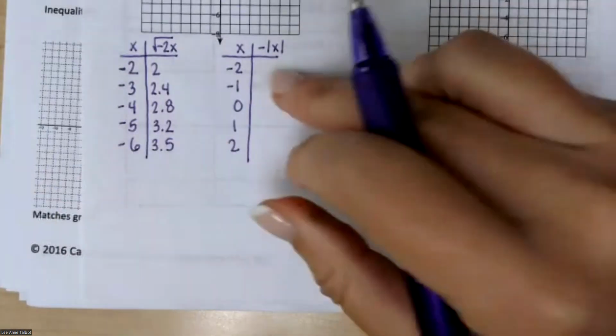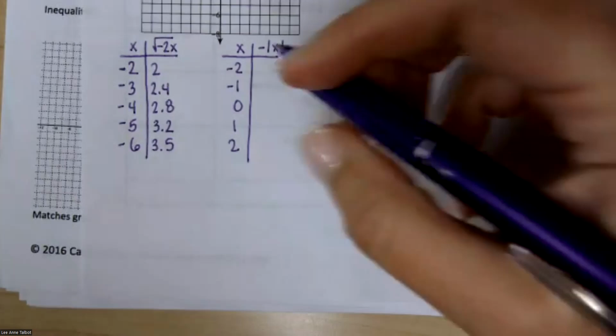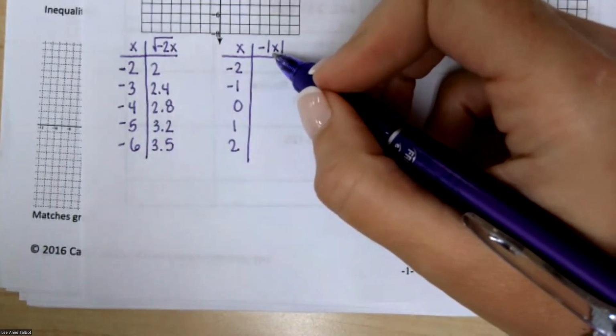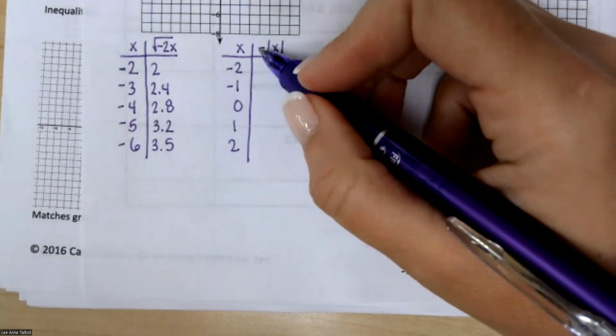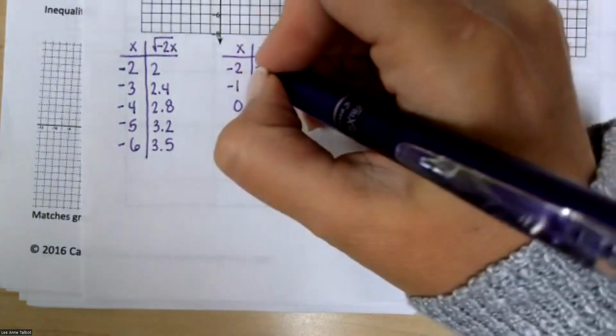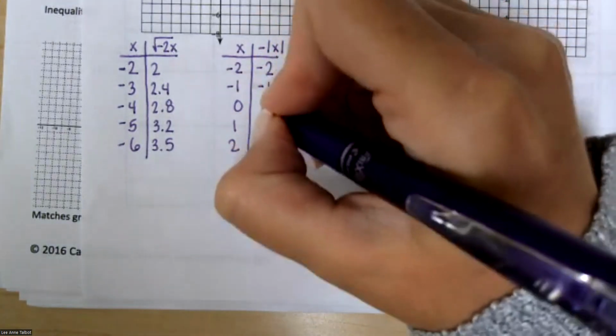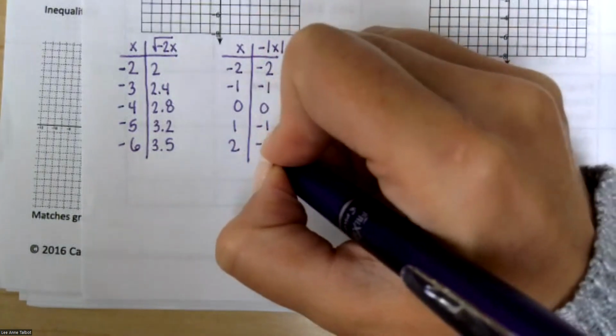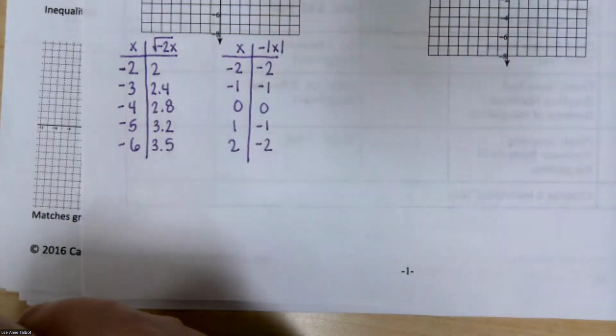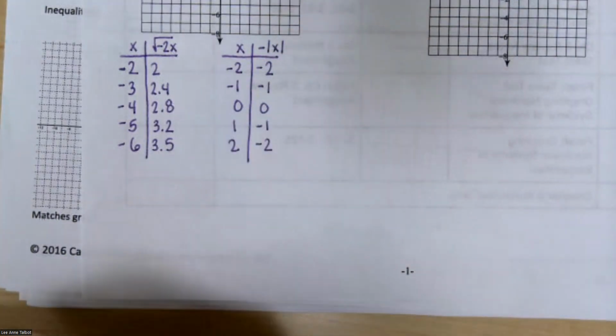I'm not going to use a graphing calculator for this bit because I know absolute value makes it positive, but then the negative is going to make it negative. So this is just going to be the same thing, but negative.